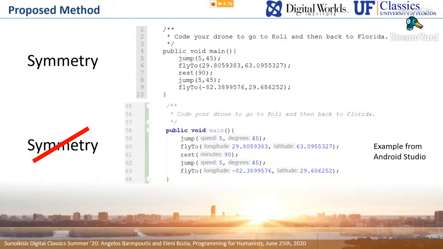We see something that is much more explanatory. For instance, now everything makes a little more sense because it says jump with speed 5. So I understand that 5 means speed and 45 is degrees, and then rest 90 minutes. So now those additional tokens that were not typed by the user but were shown by this asymmetric text editor help us understand the code a little bit more.